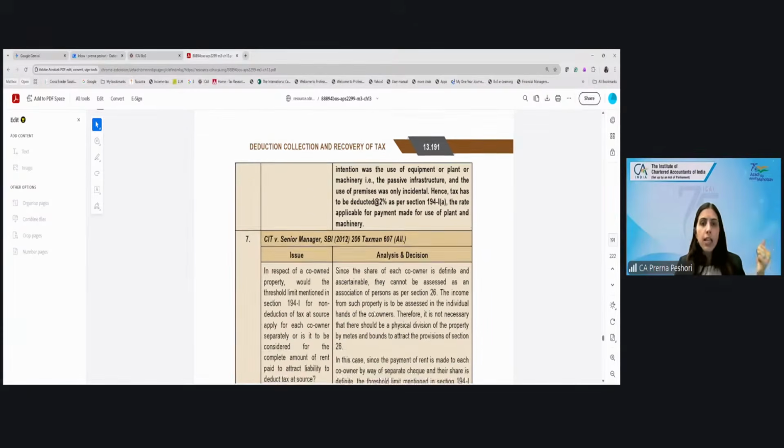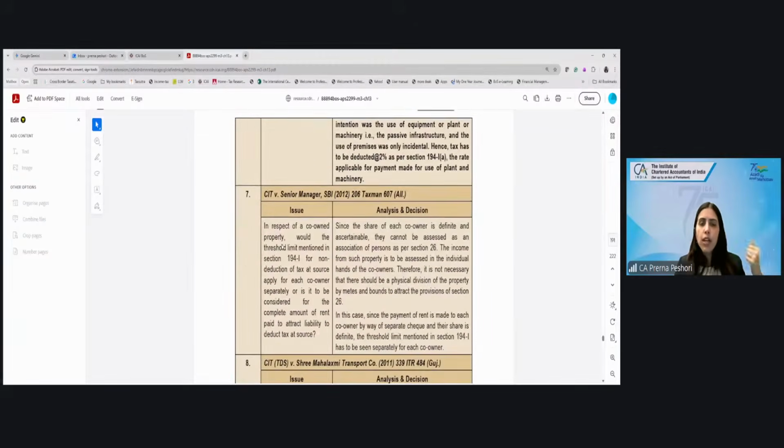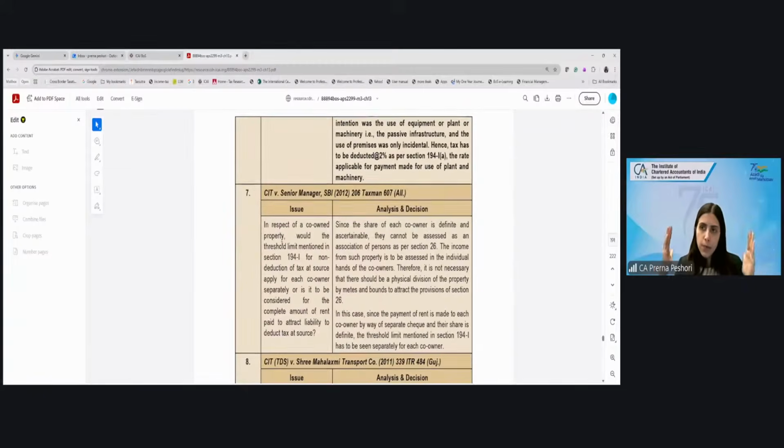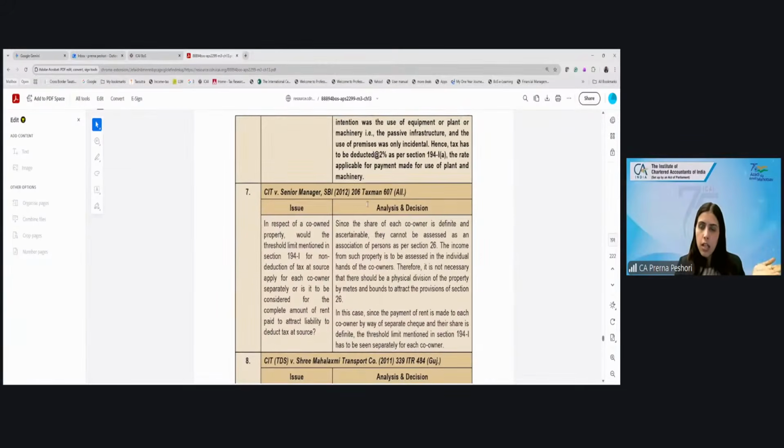Okay. There is this Allahabad High Court ruling which says that this 50,000 limit is to be seen qua each co-owner and not qua the total payment of the rent. Right? So this is what we already discussed. Fine. Any questions? Any doubt? Fine.